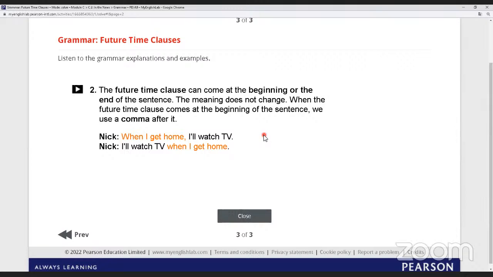As long as it is understood, it will be okay. So when I get home, this is the future time clause. How do I know? Because of the structure, and then I have the connector when I get home. So that's my first action, right? I'll watch TV. This is the second action, and it is called the main clause, right? And in the main clause, I'm using the future tense structure. When I place the future time clause at the beginning, as it is a connector going at the beginning, it's necessary to use the comma.